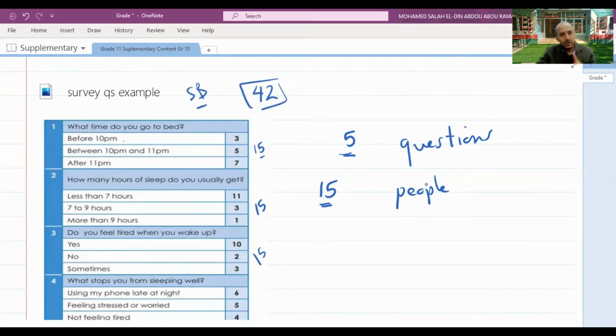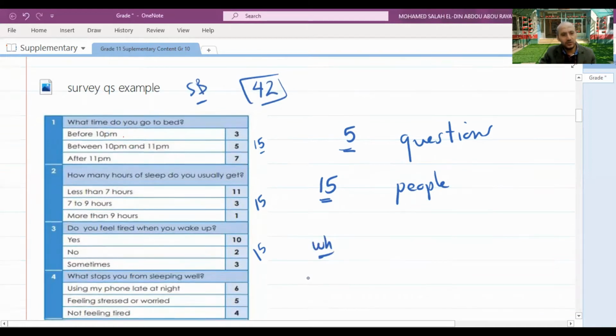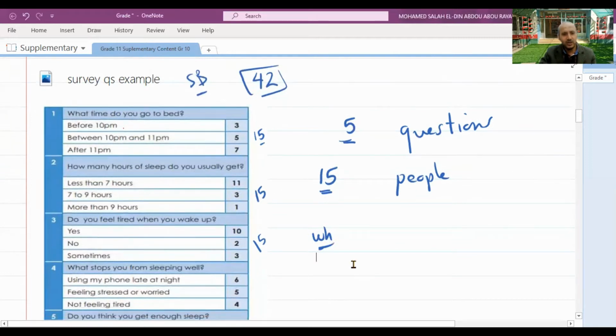So we have 5 questions and 15 people. What type of questions? We have, what time do you get up? This is a WH question. And if you look at question number 3, do you feel tired when you wake up? This is a yes/no question. So we have 2 types of question, WH questions and yes/no questions.